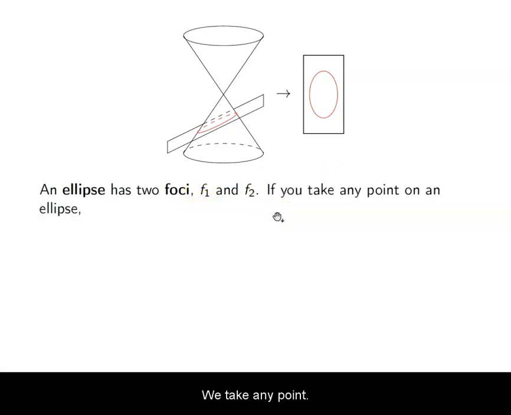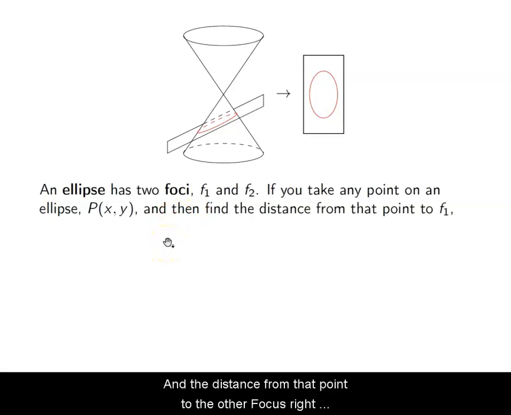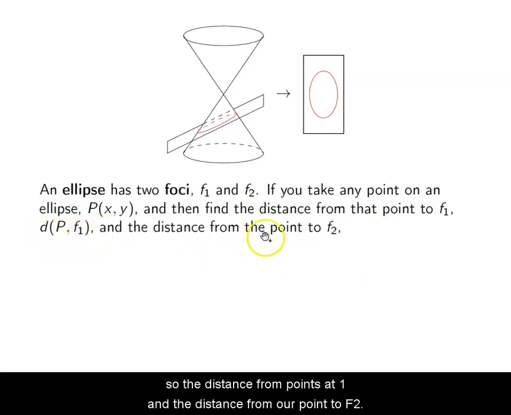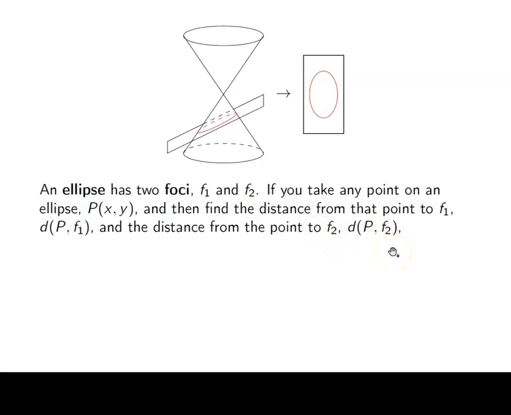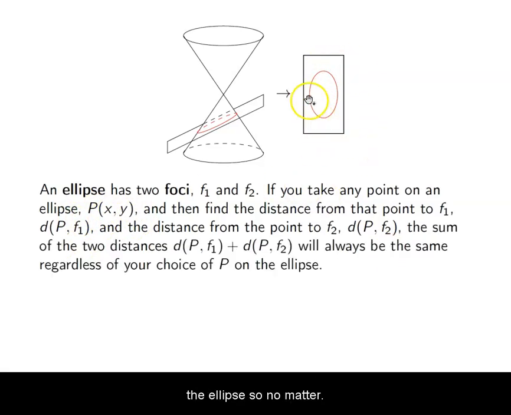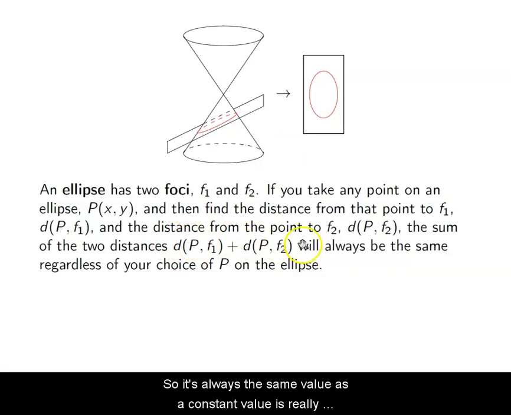Okay. If we take any point on the ellipse, anywhere on the outside of this elongated circle, we'll call it P of xy, and we find the distance from that point to one focus and the distance from that point to the other focus, right? So the distance from point to F1 and the distance from our point to F2, if we add those two distances together, it's always the same, no matter what point we choose for our point along the ellipse. It's a constant value is really what we should say for that.